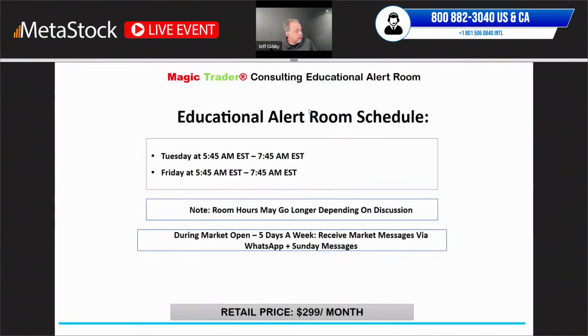But as part of the educational room, there's a schedule. They do instruction at 5:45 a.m. Eastern time on Tuesday and Friday. Those can go longer, but they're generally scheduled to be at least 2 hours long. During the market open, 5 days a week, you'll receive market messages via WhatsApp. You'll get special messages on Sunday.